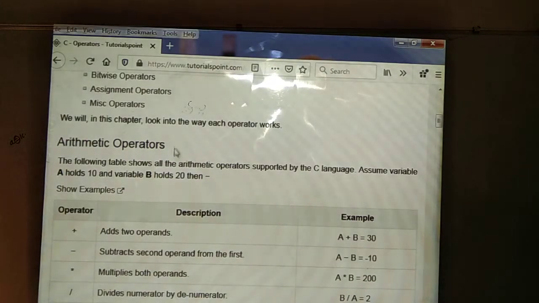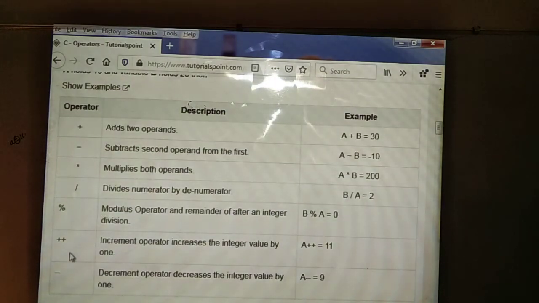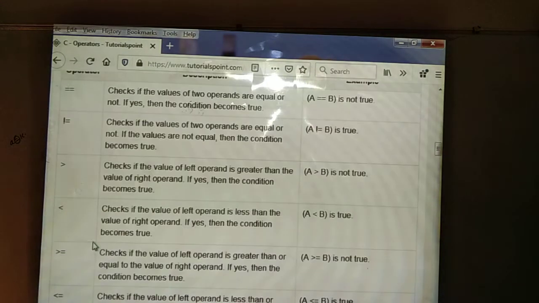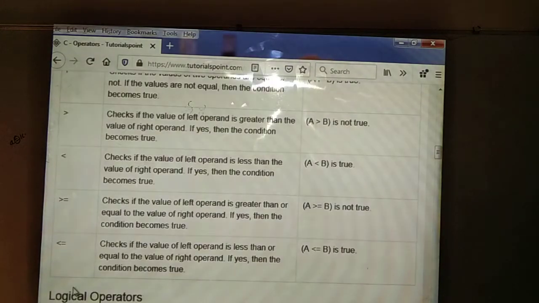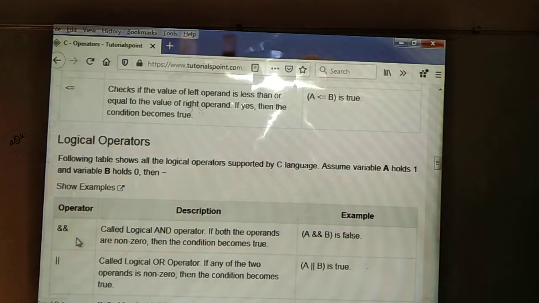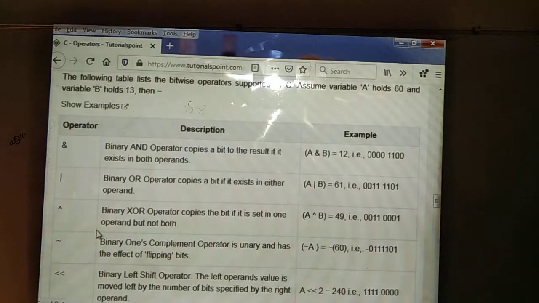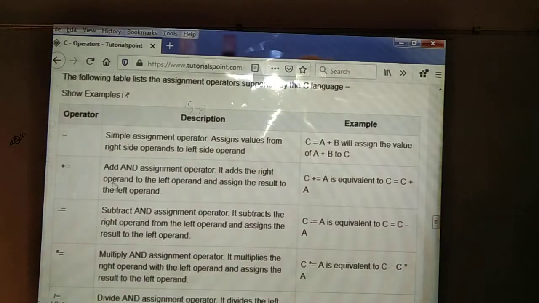In arithmetic operators, which symbols are we going to use? Addition, subtraction, multiplication, division, modulo, and the increment and decrement operators also. In relational operators: equal to, not equal to, greater than, less than, greater than or equal to, less than or equal to. Next, in logical operators: AND, OR and NOT operators. In bitwise operators: bitwise AND, bitwise OR, bitwise XOR, bitwise ones complement, and the bitwise right shift and left shift operators. In the assignment operator, we use the equal symbol.